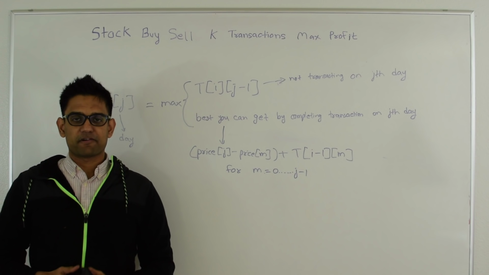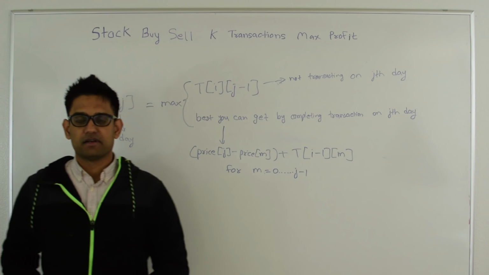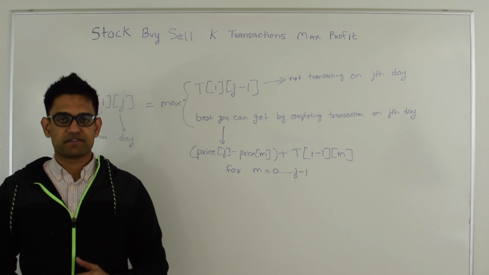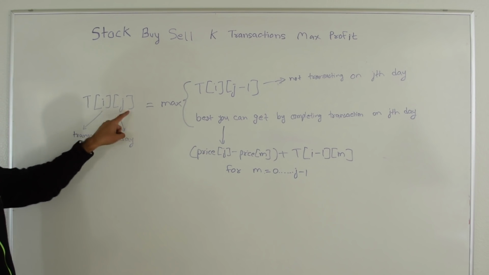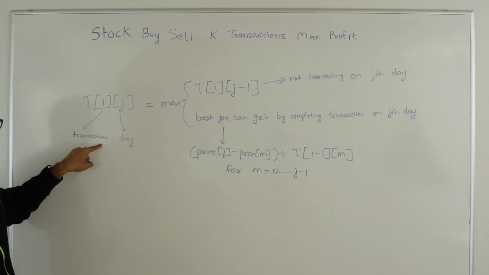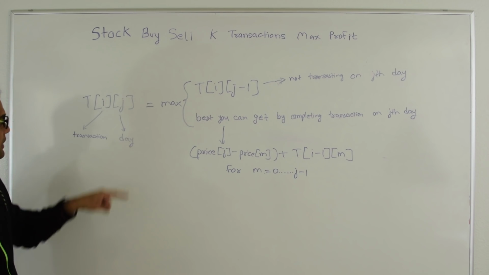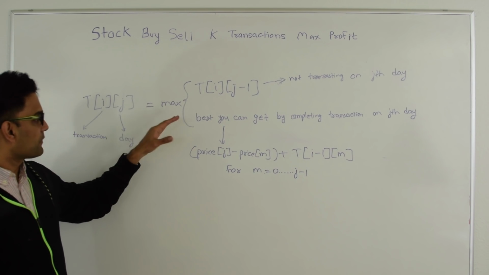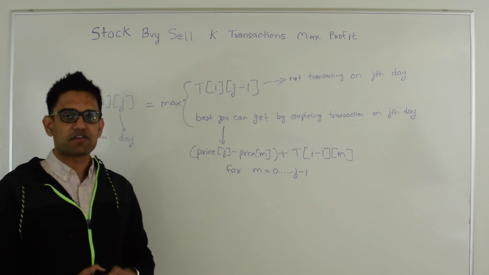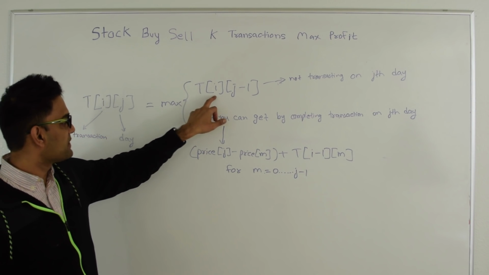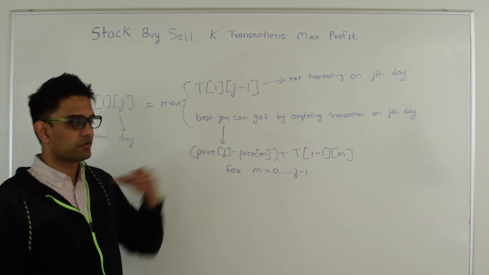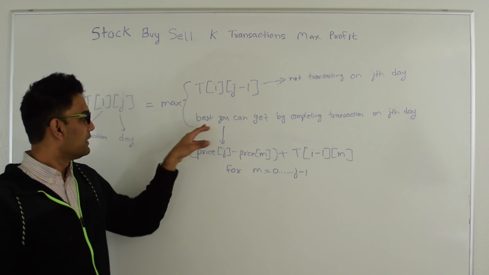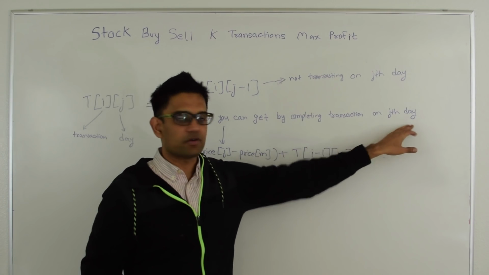Here, we are going to fill up our table T in the bottom-up manner. Here, the rows are my transactions and columns are my days. So for T[i][j], where i is the total number of transactions and j is the jth day, the value will be the max of: by not transacting at all on the jth day, so that value will be T[i][j-1], because we are not transacting at all on the jth day. So the value on the left, or the best you can get by completing a transaction on the jth day.